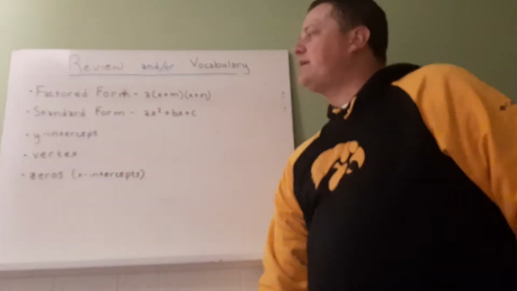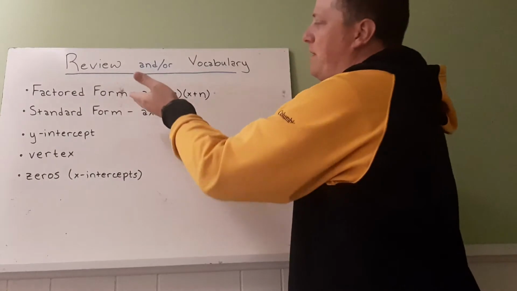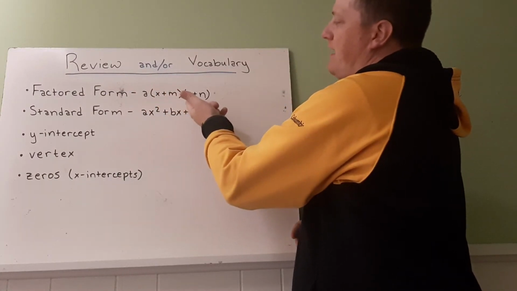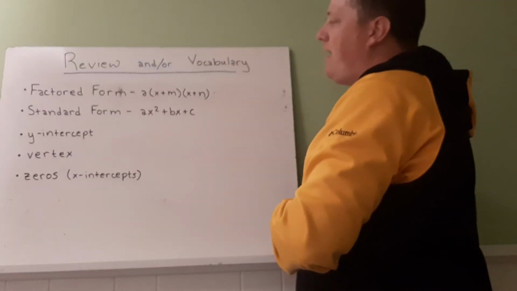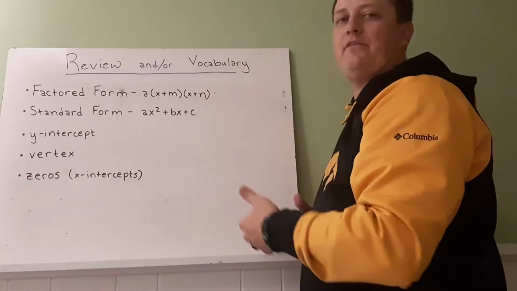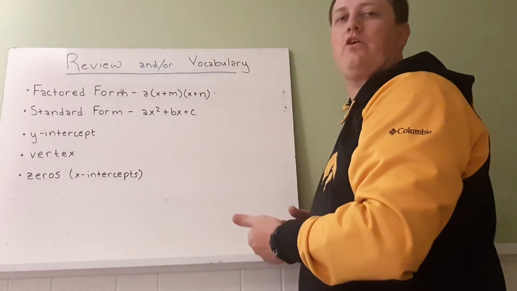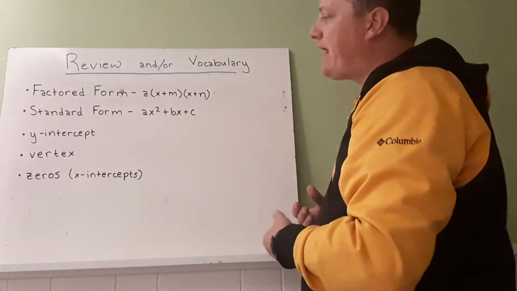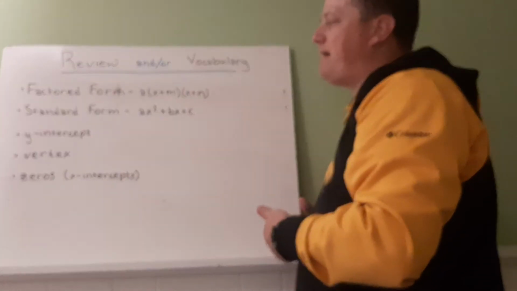So some important things that we might want to use for representing the situation are factored form, which is the form of a times x plus m times x plus n, or standard form, ax squared plus bx plus c. These are two ways that we've been writing quadratics, and so those two methods could help us with showing a situation. Then there are some parts of the graphs that may help us.